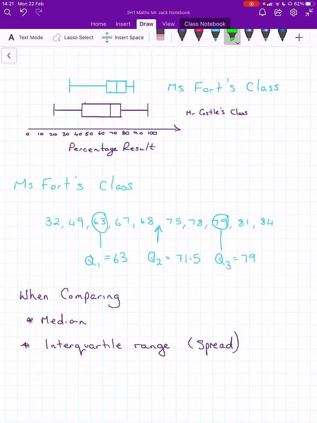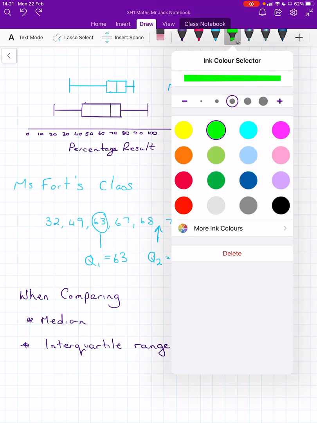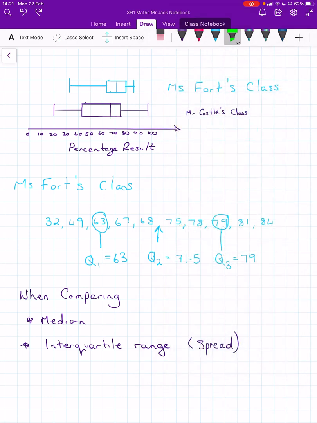Median. The median is this middle line here, yeah? So it's this one down here and this one down here. If you compare those two numbers, you can see straight away, hopefully, that Miss Fort's class did better on average than Mr. Castle's class because the median score is higher. So we can say fairly comfortably that the median score is higher.